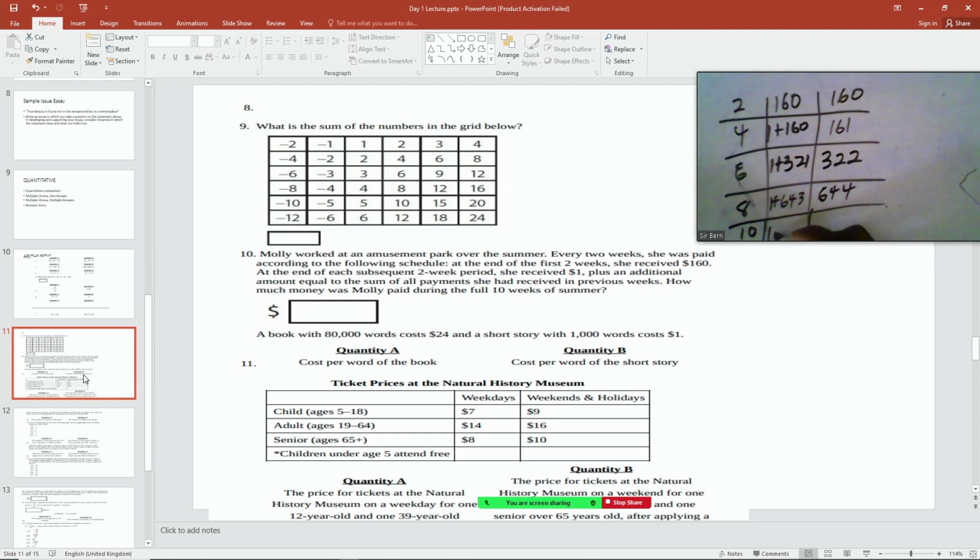Then week 10, $1 plus $644 plus $643, giving us $1287. So at the end of week 10, she received $1288. So at the end of all the 10 weeks, she has received the summation of all these things, the cumulative of this. So adding this one up gives you $2575. So that's what she received at the end of the 10 weeks of summer. So you type that into the box you are given.